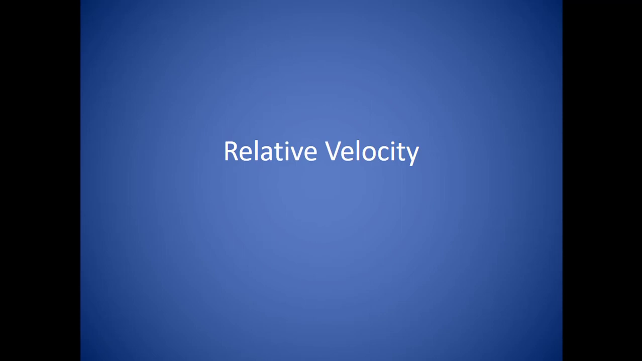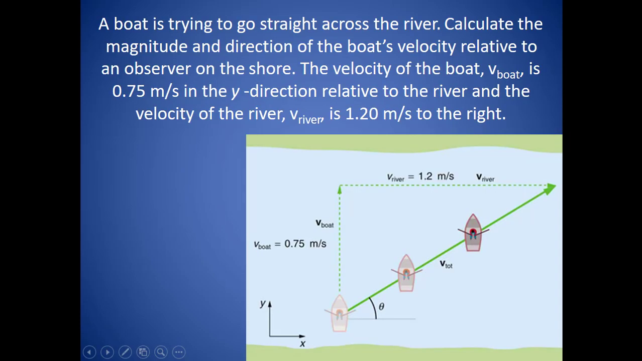It is possible for some objects to be moving within a medium that is moving, and that makes our problem solving a little bit more interesting. So let's say we have a boat that is trying to go straight across the river. Calculate the magnitude and direction of the boat's velocity relative to an observer on the shore.